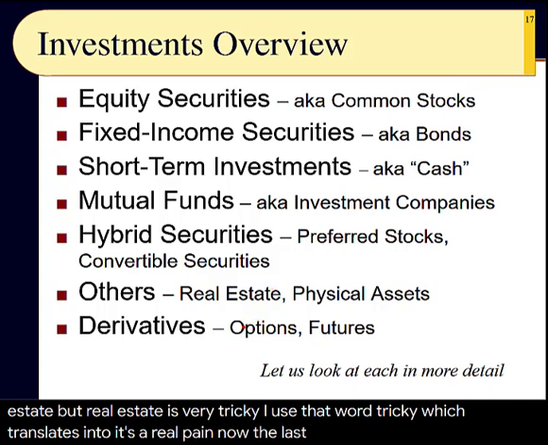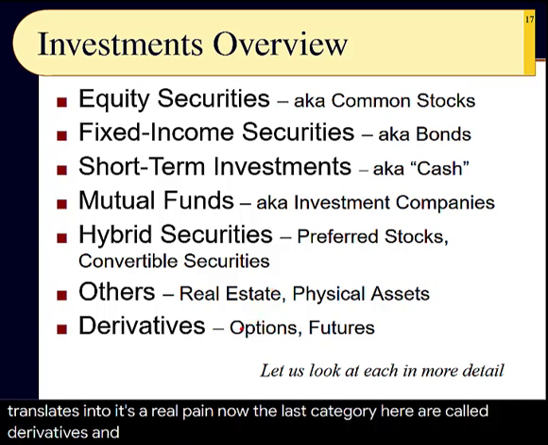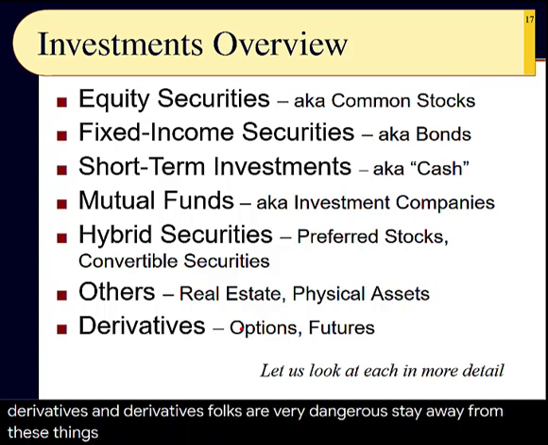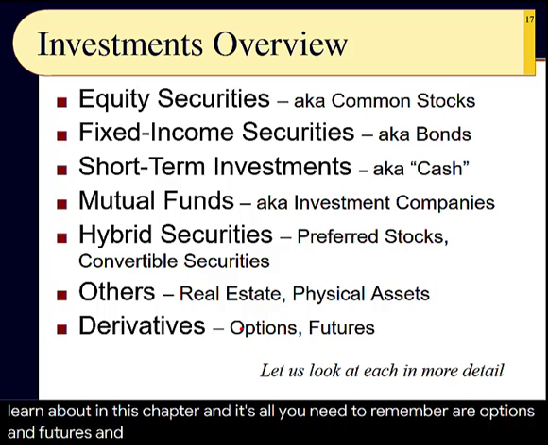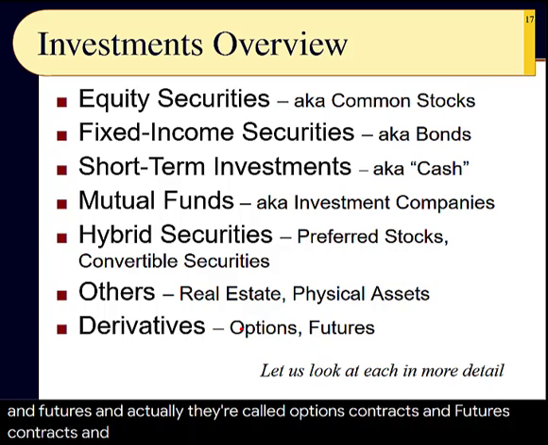Now, the last category here is called derivatives. And derivatives, folks, are very dangerous. Stay away from these things. There are many flavors. The two main alternatives that we'll learn about in this chapter, and it's all you need to remember, are options and futures. Actually, they're called options contracts and futures contracts, and that's really hard to say, so most people just say options and futures.